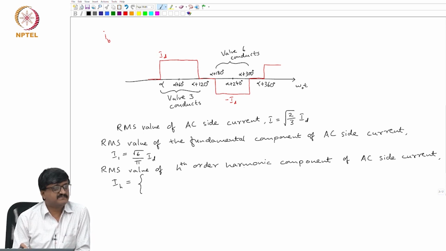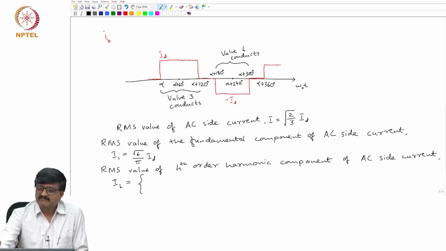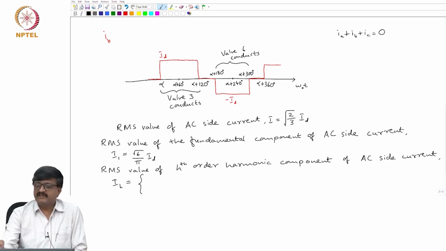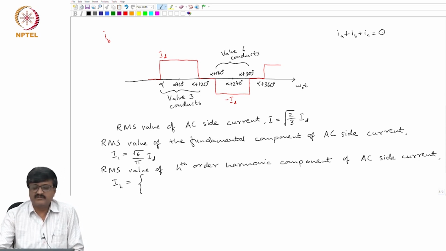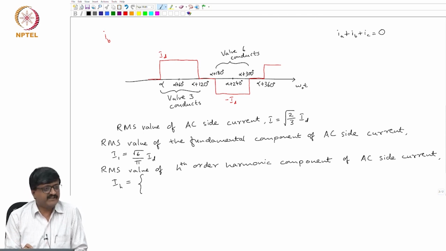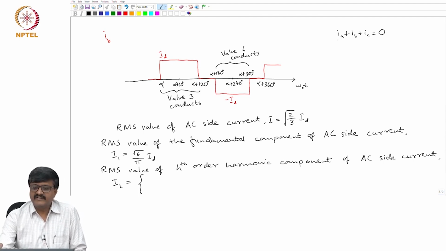Why? Because the 3 currents are balanced. IA plus IB plus IC is 0. When the 3 currents on the AC side add up to 0, we saw in the last class that not only the third harmonic, all the triplen harmonics are 0. Even harmonics are already not there. So, the triplen harmonics are also 0, that means the third harmonic is 0, the 9th harmonic is 0, the 15th harmonic is 0, the 21st harmonic is 0 and so on.